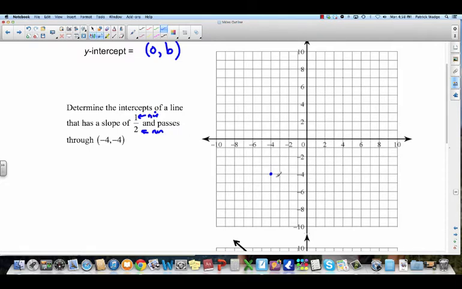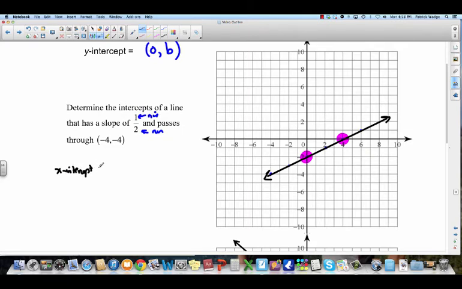Rise, run. So up 1 over 2, up 1 over 2, up 1 over 2, up 1 over 2, up 1 over 2, etc. They're all lining up in a straight line. I can draw a line through them, put some arrows at the end of those, and I'm finished. And the question is, what are the intercepts? So we have an intercept here, and we have an intercept here, and this is a nice question because they're both pretty points.